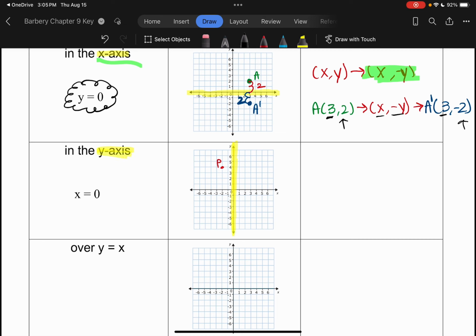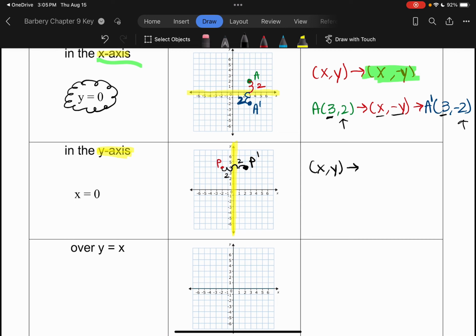If I count, then we see that point P is 1, 2. It's 2 away. So when I reflect it, I'm going to also count 1, 2. So there's going to be our new point, P prime. Also 2 away. So our coordinate rule for reflecting over the y-axis, here's my x comma y.